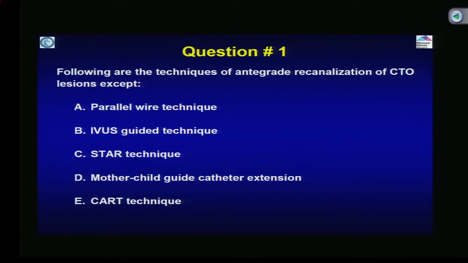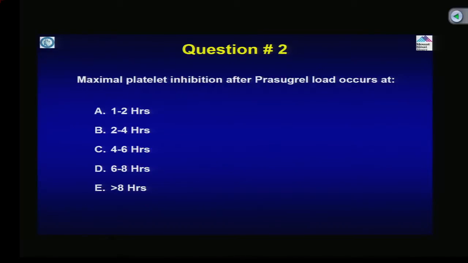Coming back to the three questions. One is, the following are techniques of antegrade recanalization of CTO lesions, except: parallel wire technique, the IVUS-guided star technique, mother and child guide catheter, and the CART. So we have spoken about all of them. Second, maximum platelet inhibition after Prasugrel load occurs at 1 to 2 hours, 2 to 4, 4 to 6, 6 to 8, or more than 8 hours.